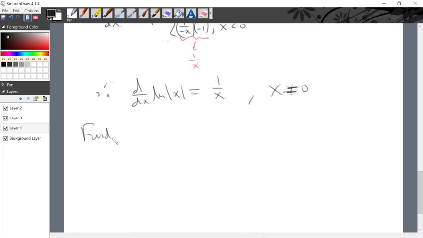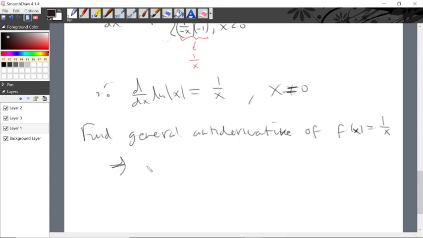Okay? So now, if we're asked to find the general antiderivative of f of x equals 1 over x, the way this is stated, we are assuming that we're dealing with the domain where x is not equal to 0. That is, we are assuming that x is allowed to be negative, because this is what we're given.